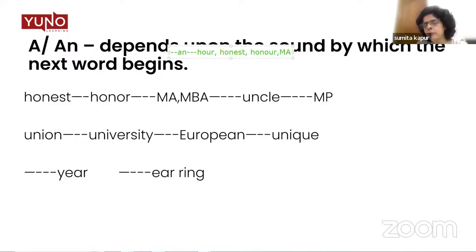Students, I'm going to say a sentence. Please listen and tell me what you are going to fill in the blank. I have dash uncle who is dash MP. I repeat, I have dash uncle who is dash MP. What do you put in this blank? I have an uncle, because when you say uncle, the first sound is a, who is an MP.